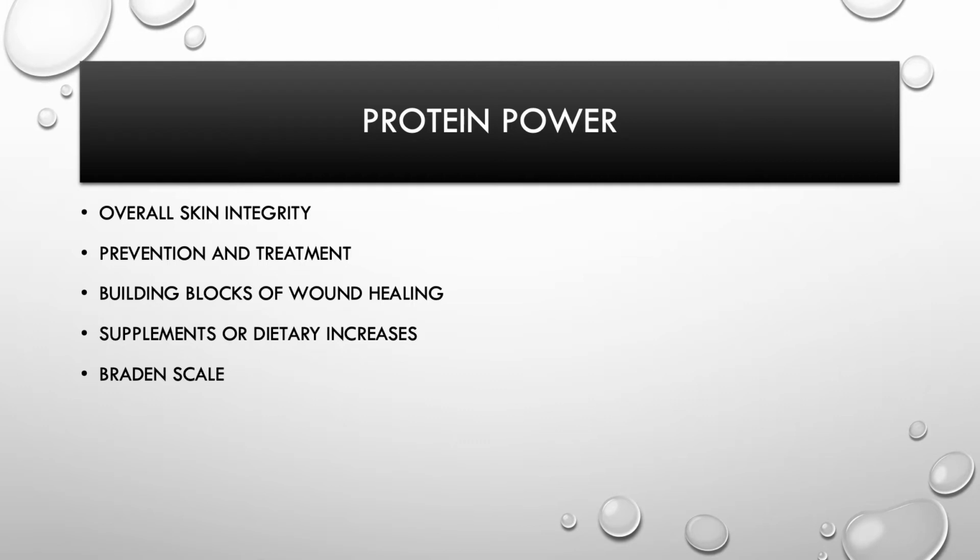Now, there's two ways that you can address the protein intervention. You can get a supplement or dietary increases, or really you could do a combination of both depending on the circumstance, whether you're preventing or if you're trying to treat an existing wound.